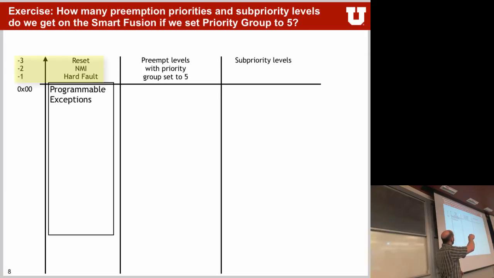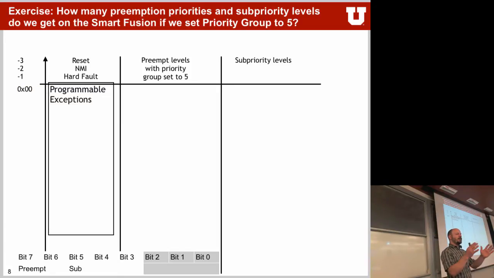And then we have the hard fault at priority -1, and there is a special way of turning off hard faults, but usually you don't want to turn off hard faults because it means something went really, really wrong in your system. The rest are programmable from priority 0 down to 255.